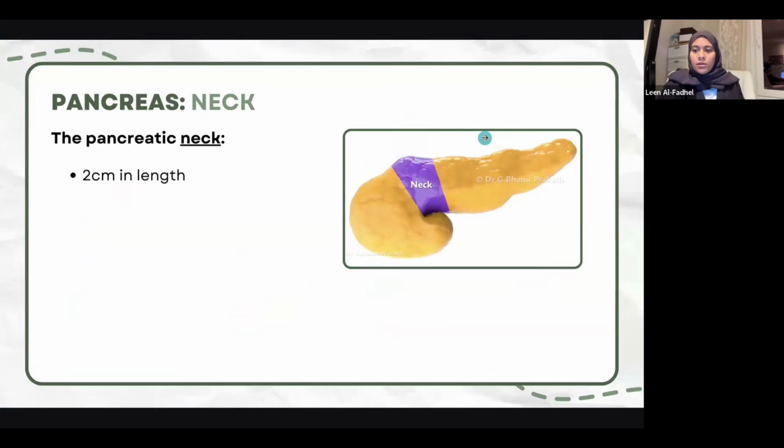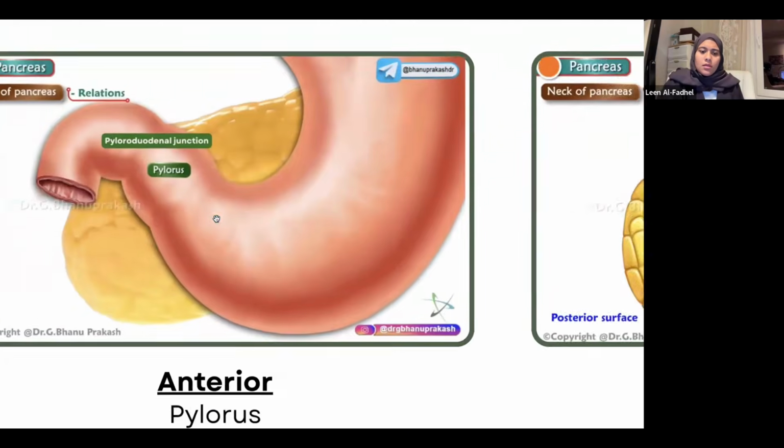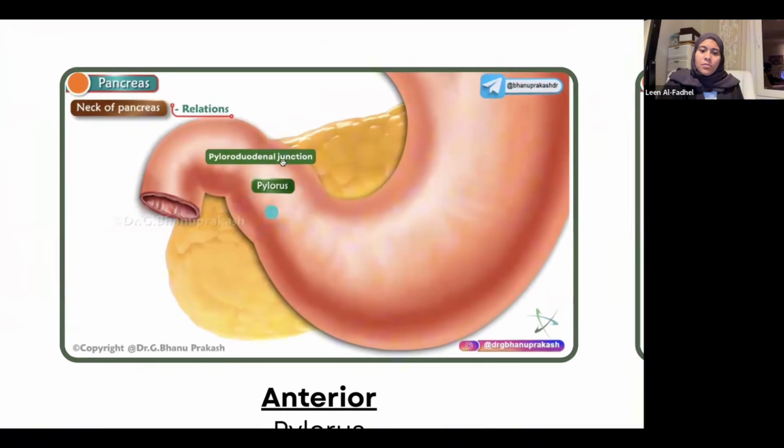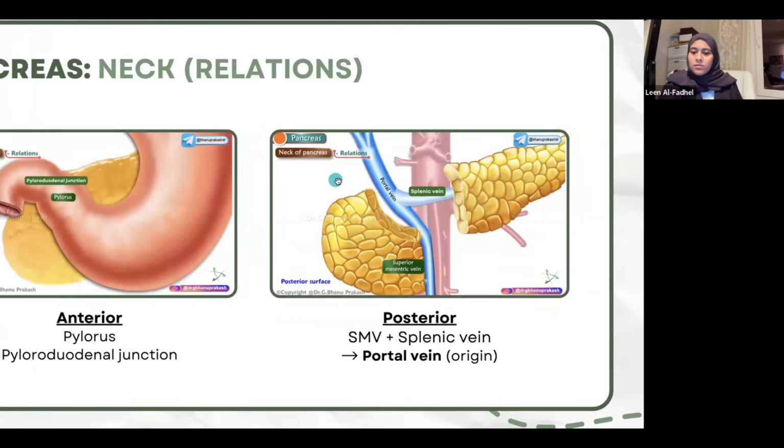So the neck is 2 centimeters in length, and it lies mostly behind the pylorus. Pylorus is a part of the stomach. I expect you guys to have probably studied the stomach before going to this lecture. So, relations. Anteriorly, you find the pylorus and the pyloroduodenal junction. Pylorus, part of the stomach. Pyloro, relating to the pylorus. Duodenal, relating to the duodenum. So, the junction between them. That's what we find anteriorly to the neck of the pancreas.